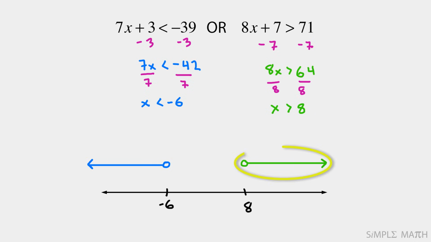Or, if x is greater than 8, then the inequality on the right is satisfied. So we can actually use both of these ranges of values in our final solution set. To draw that final solution set for the compound inequality, we simply copy both arrows onto the number line. Now to write our solution set using inequality notation, we just write x is less than -6 or x is greater than 8.